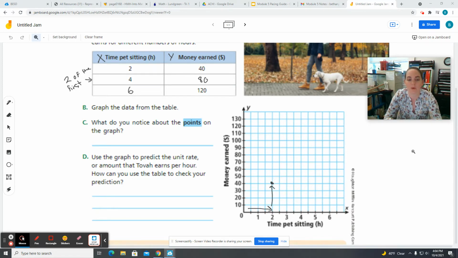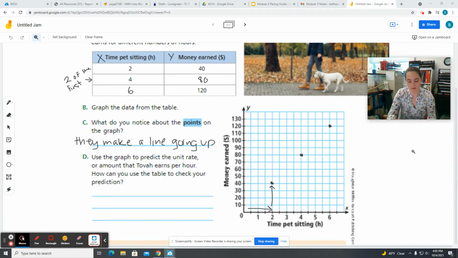Do you see how I went over 2 and then I went up 40? Now we're going to do the exact same thing with the other points. We're going to go over 4 and up 80, and then over 6 and up to 120. Now we have our 3 points. What do we notice about the points on the graph? I notice that there's a pattern, right? They make a line going up.